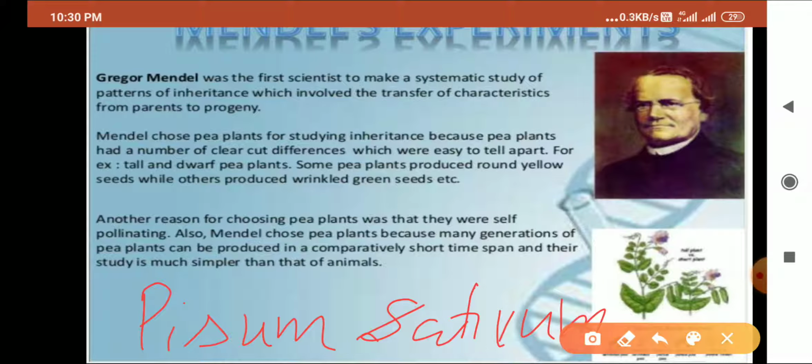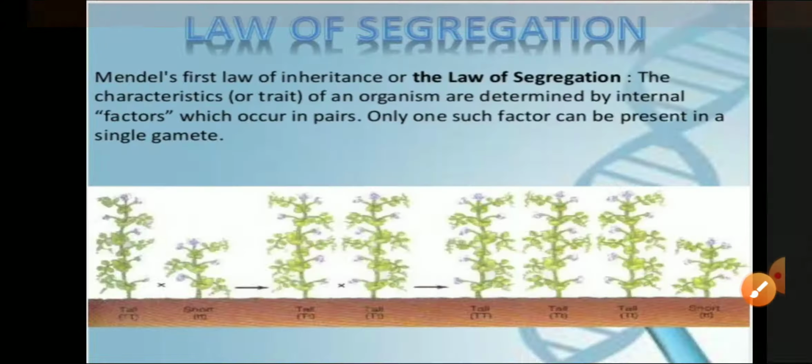Due to these characters, he first crossed tall and dwarf plants. Some plants he found are round and yellow, and some are wrinkled and green. Another reason for choosing this plant is that it is able to self-pollinate and also cross-pollinate. Also, many generations of pea plants can be produced in a very short lifespan. The lifespan of this plant is very short, so we can produce a large number of generations.